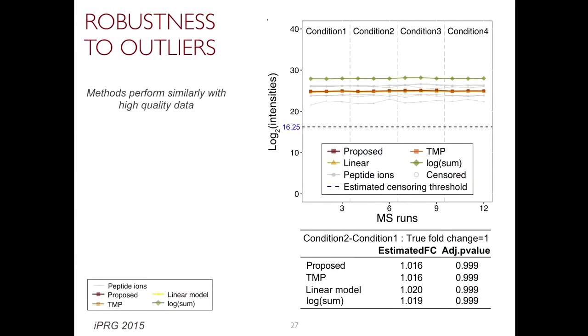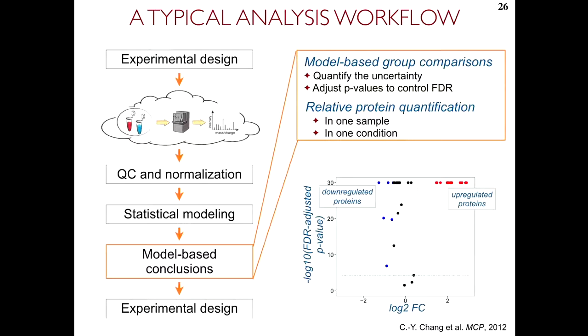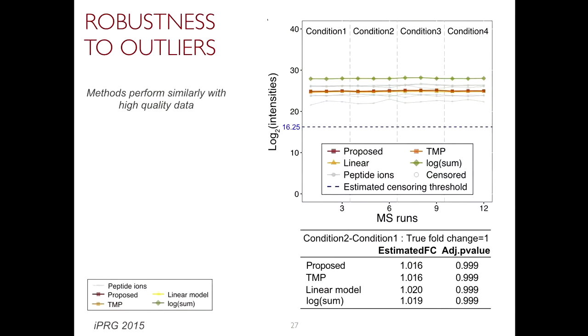Okay, so this is what we do. And so let me now show you how it works in terms of the summarization and hypothesis testing. So this is one spike-in data set, a DDA spike-in data set. So 4 conditions, and this is one protein. The spike-in experiment had some background proteins which do not change and some spiked proteins which change in abundance. So here we have the gray lines. These are the actual peptide ions of this protein. And the color lines are different summarizations.